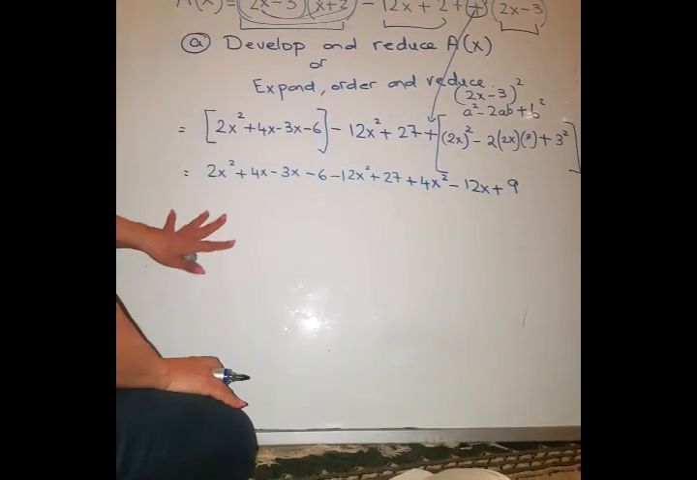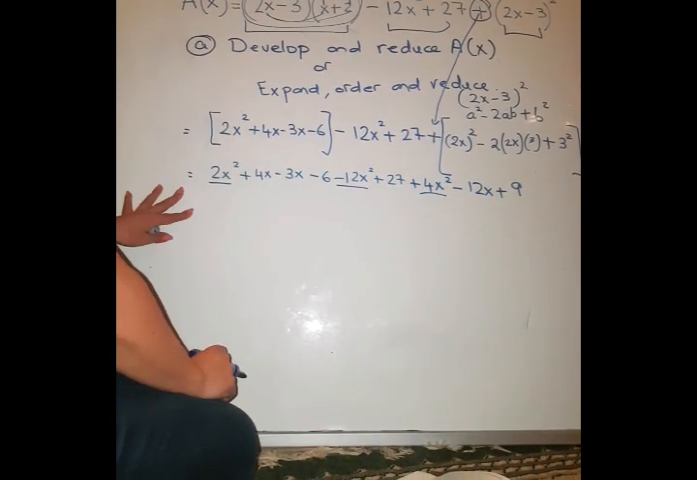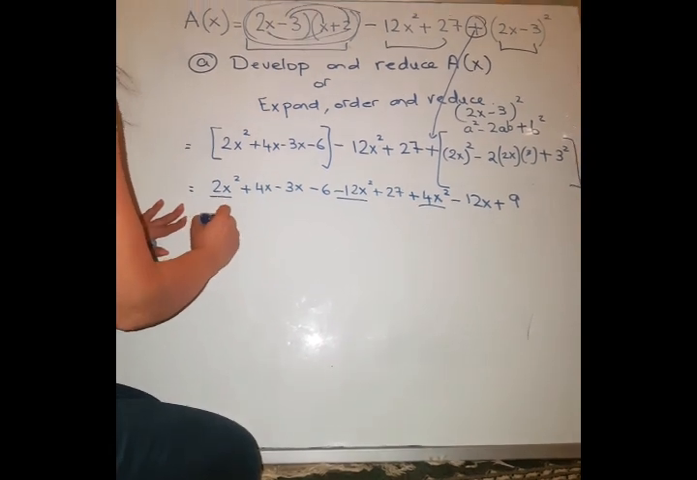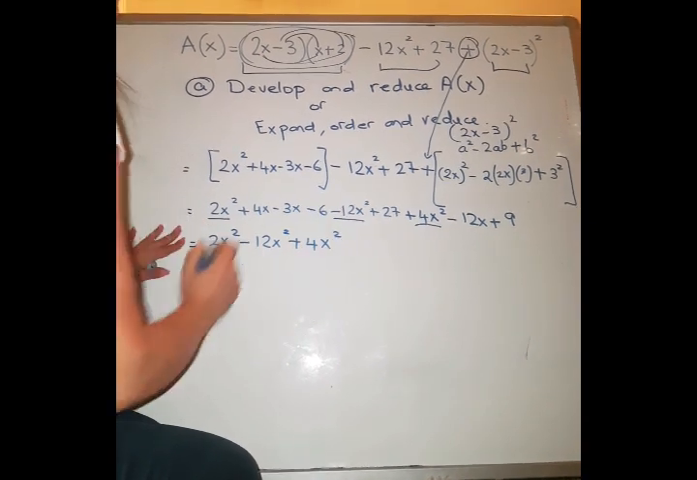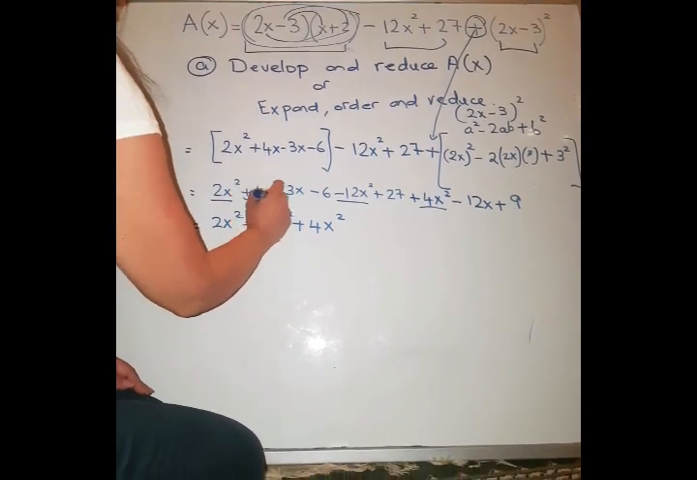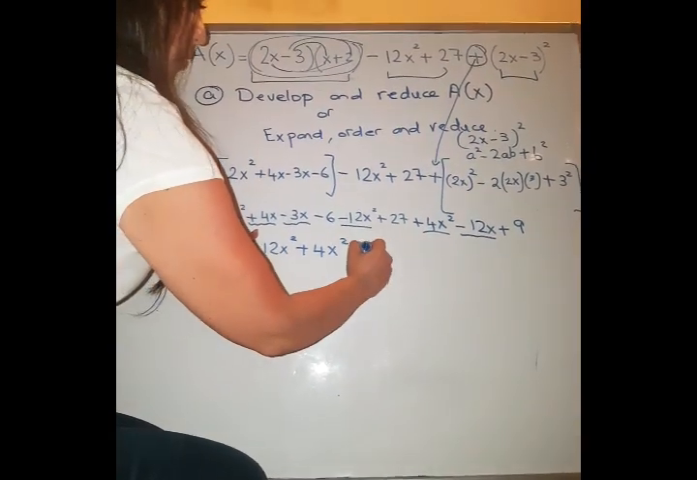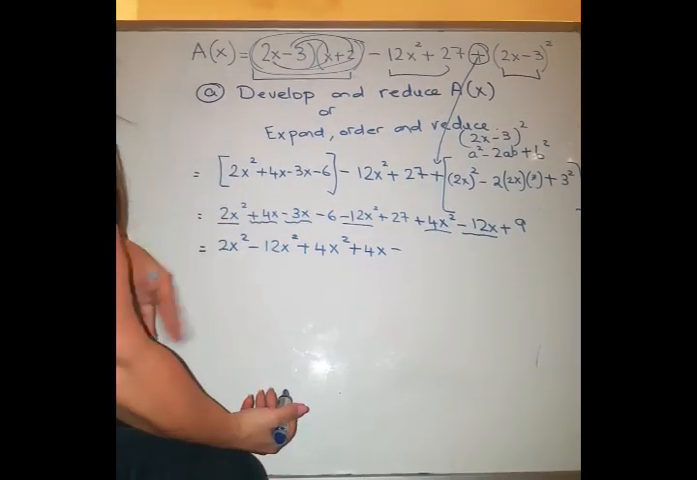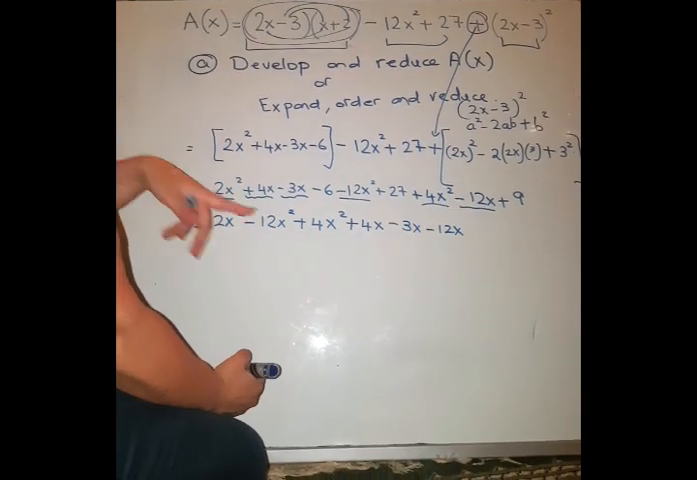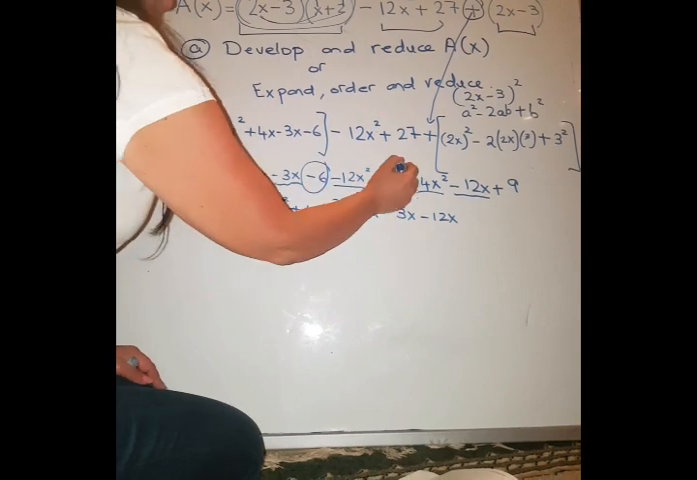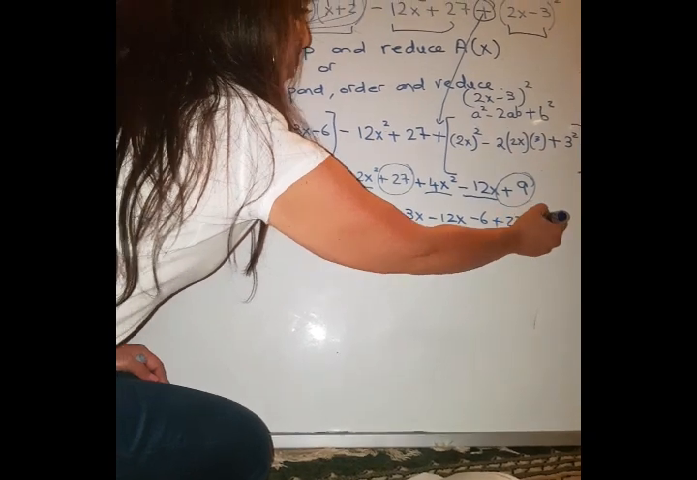And now I look at my common terms. This is common, this is common, this is common. They're all alike, they're like terms. So it's 2x² - 12x² + 4x². And now I go to my x's. I have a plus 4x, a minus 3x, and a minus 12x. I put them after each other. So what am I doing? I'm grouping and classifying them with their like terms. And then I have the constants, which are numbers that have no x's. These are my constants. So I have a negative 6 plus 27 plus 9.